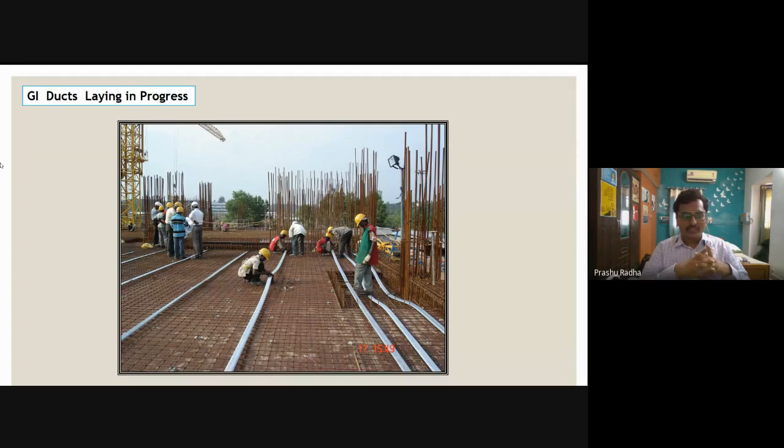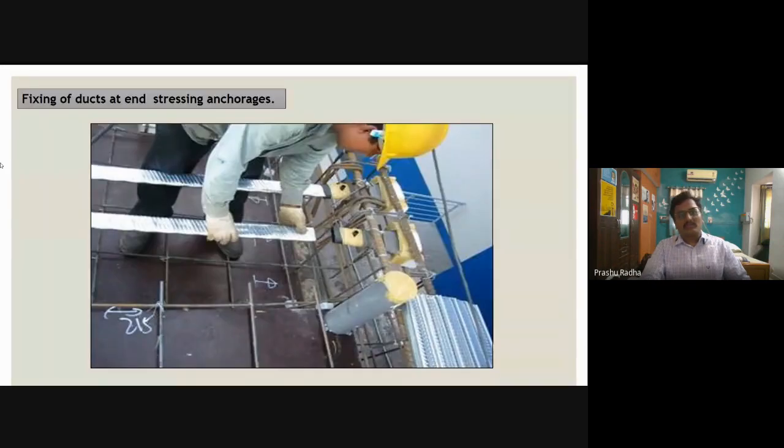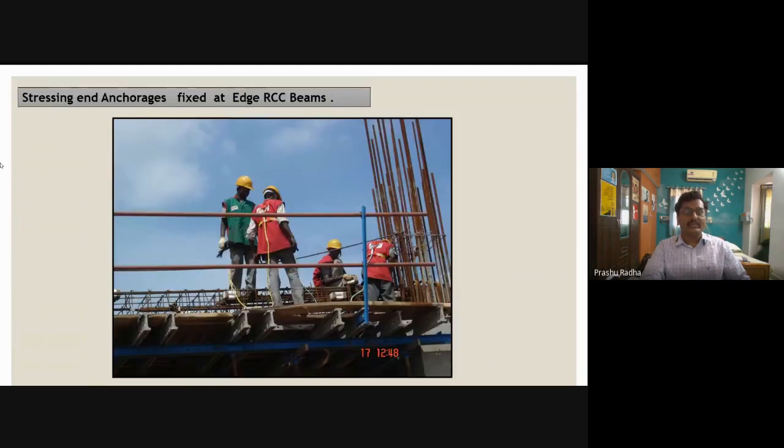In the case of post strips, if the span is more than 30 or 40 meters, you would require a post strip. A post strip is nothing but a section in between where the tendons need to be stressed. This is a bonded type, again, bonded post-tensioning. So this is the fixing of ducts at the end of stressed anchorages. Inside the ducts would be those tendons which I was talking about. The stressing anchorage is fixed at the edge of RCC beams. Here the beams are of RCC and the slab is of PT.